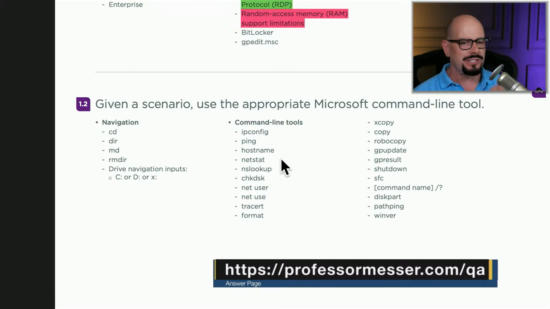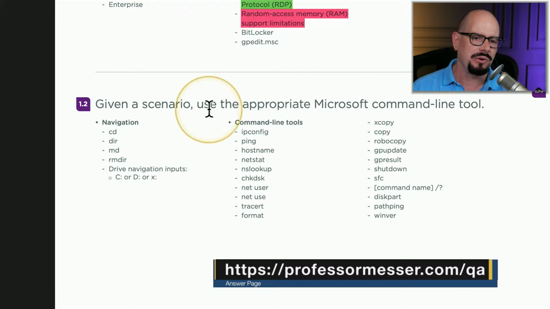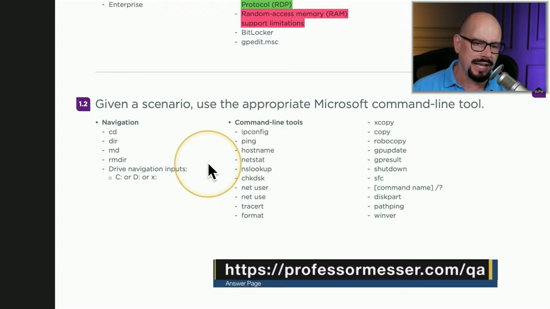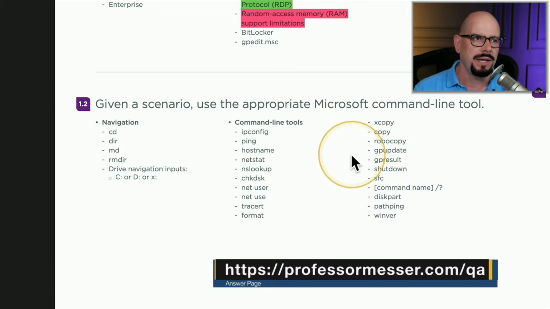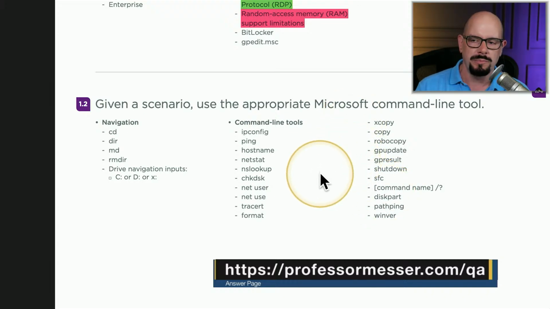Now, what about memorizing all of this? Here is, given the scenario, use the appropriate Microsoft command line tools. Look at all these tools: ipconfig, ping, hostname, netstat, nslookup, checkdisk, net user, net use, tracert. There are just a bunch. So how are you supposed to remember all of this?